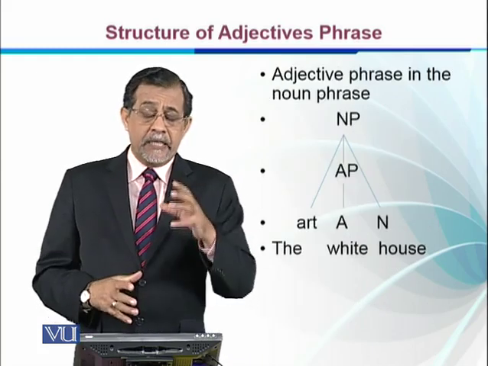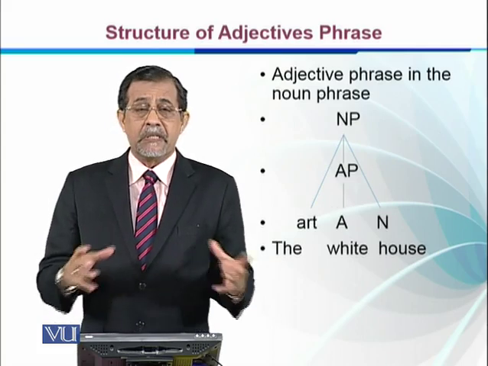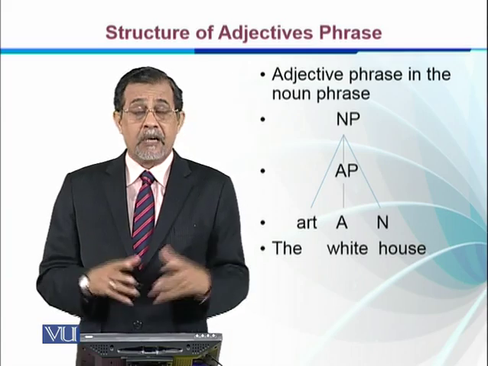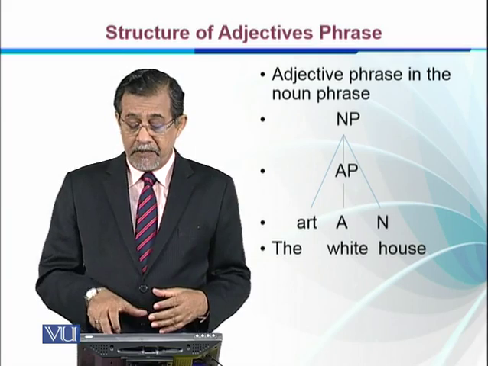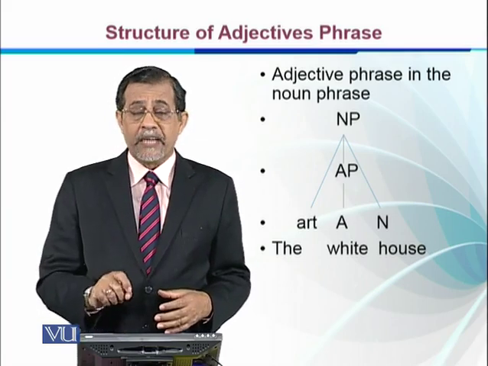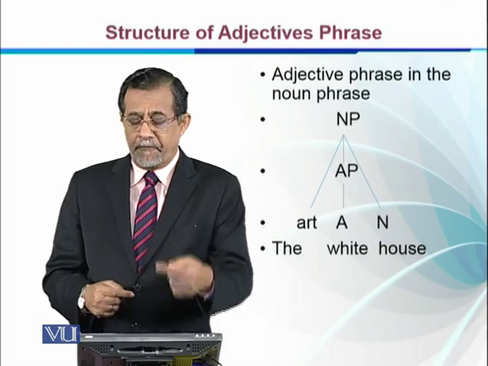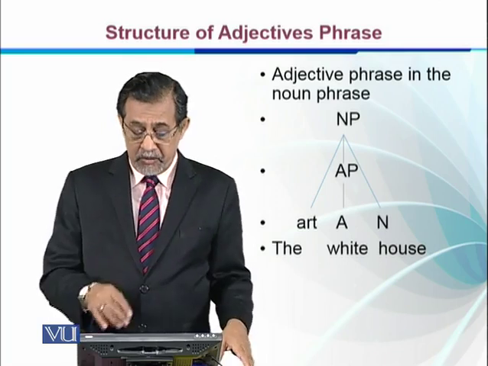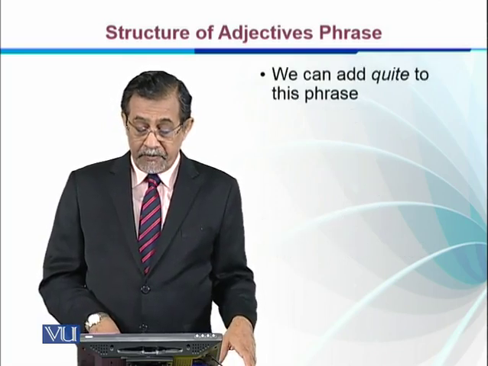But if we look at the adjective phrase in a tree diagram, we say that the house is a noun phrase because house is a noun and the is a determiner or article, and within this noun phrase we have an adjective phrase, white. White is an adjective, and an adjective is always in an adjective phrase, and an adjective phrase is always in a noun phrase. So you can see the structure of this adjective phrase.